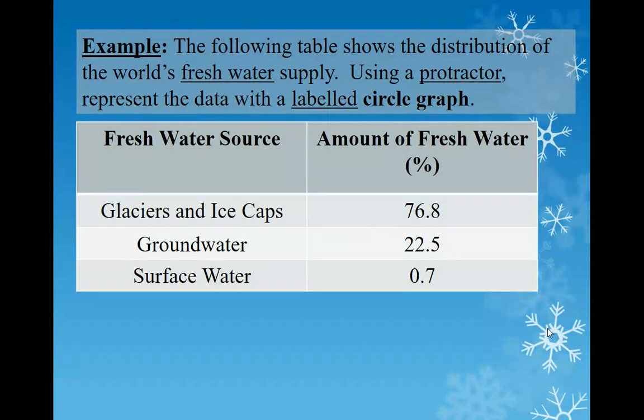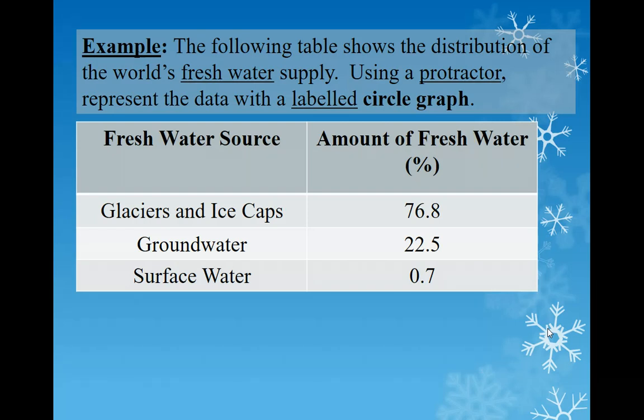Now, I want to tie this into a math example where I show you how we can construct a circle graph. This will have a bit of a tie into the last unit of study in math, where we talk about data representation and circles being one type of graph that we'll look at. I have a table that shows the 3 different freshwater sources. So we're not worrying about salt water here, just the freshwater.